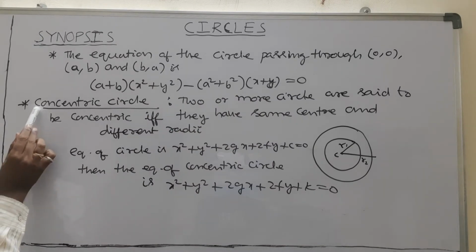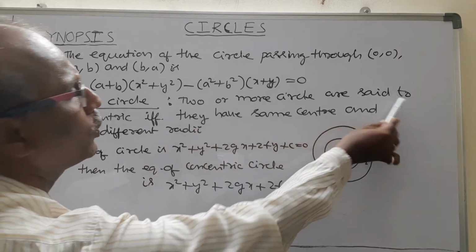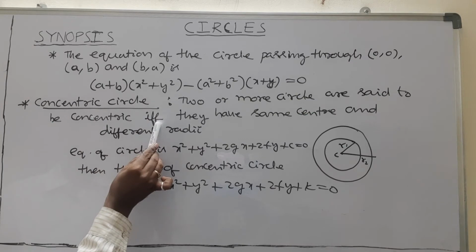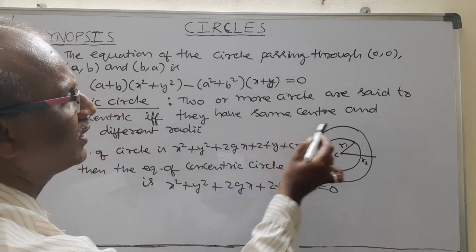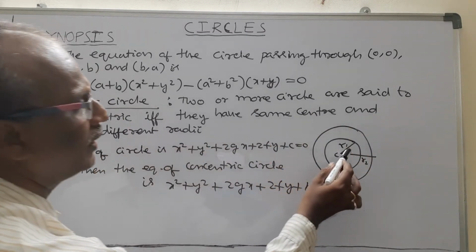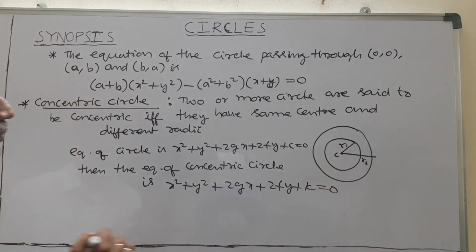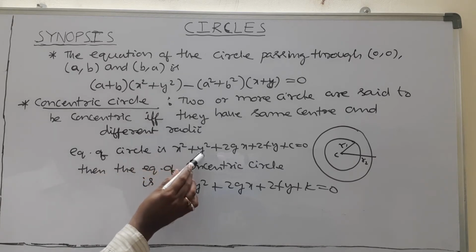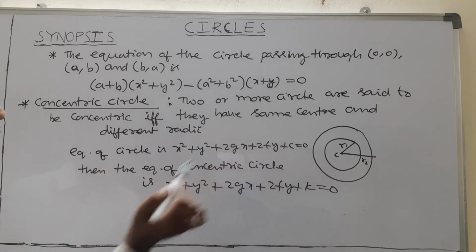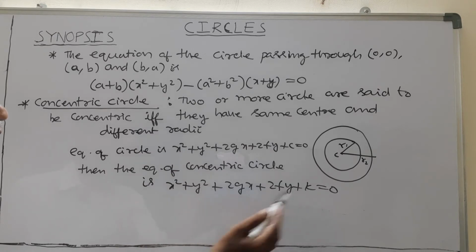Next one, concentric circles. Two or more circles are said to be concentric if and only if they have the same center. Two or more circles having the same center and different radii: first circle and second circle. The radii are different. Here, observe that the equation of the circle is x² + y² + 2gx + 2fy + c = 0. Then the equation of a concentric circle is x² + y² + 2gx + 2fy + k = 0.